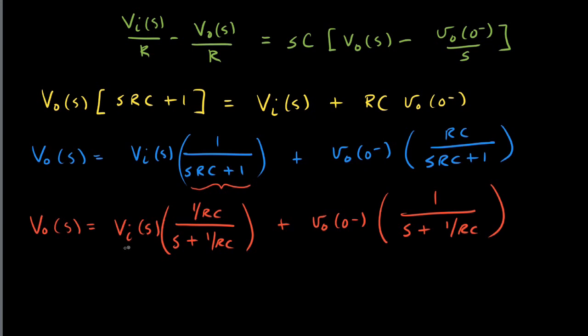And we didn't have to specify what the input is here, right? It can be anything. And then we can get back to the time domain by taking the inverse Laplace transform. Just to point something out here, this term here is going to turn into a decaying exponential. And this term here is going to be dependent on what VI of S is. Okay, so it really does work this way.